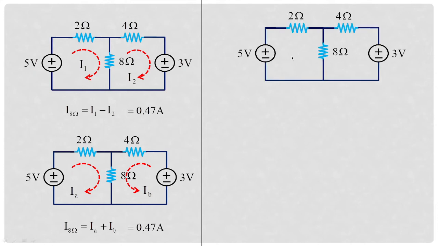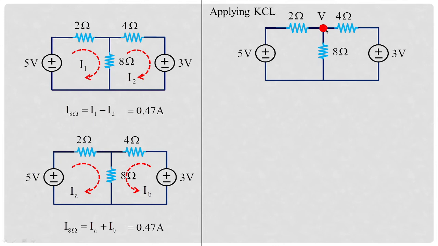For node analysis, I am selecting the same circuit and I am taking the node voltage as V. You can see a node is a point where a number of branches are connected. From this node to this node, you have one branch which has 5 volts in series with 2 ohms. So this is considered as one branch. You have 8 ohms, and this is another branch. And you have 4 ohms in series with 3 volts. This is another branch.